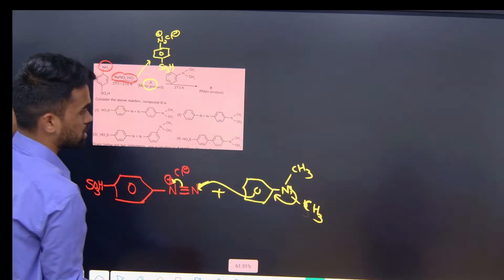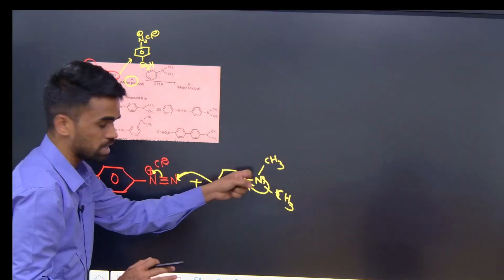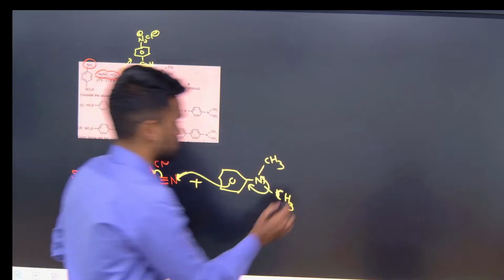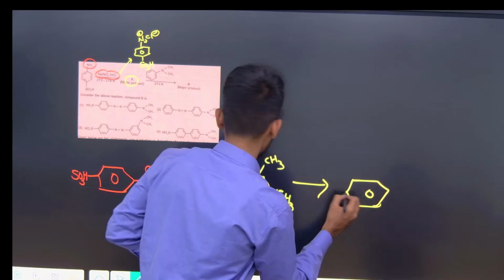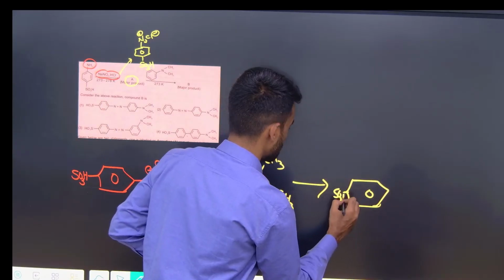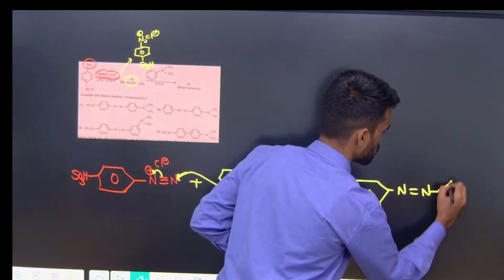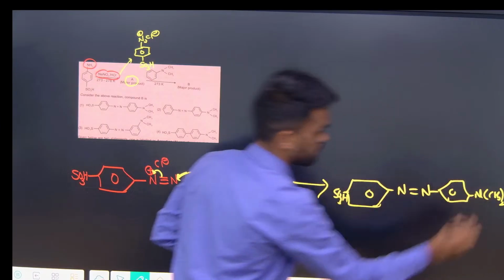Finally, what is the product we are going to get? I am not writing the complete mechanism, but I have given you a hint of what is happening here, right? Electrophilic substitution is taking place. So you are going to get, easily you can identify now what the answer is. It will be N double bond N, with dimethyl groups, CH3 twice. That's it.